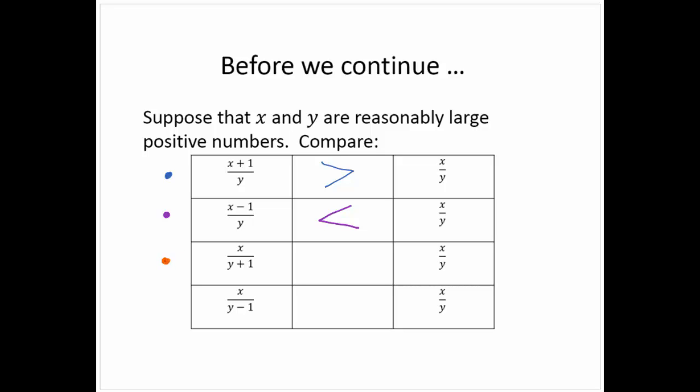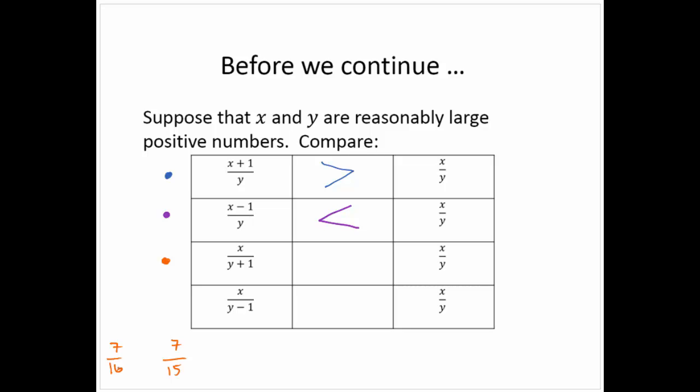Looking at the third row, I have x over (y plus 1) as compared to x over y. So if I increase the denominator of a fraction, what happens? Let's actually think about some numbers here. Let's say I had 7 over 15. That's my starting fraction. If I increase the denominator, I would get 7 over 16.